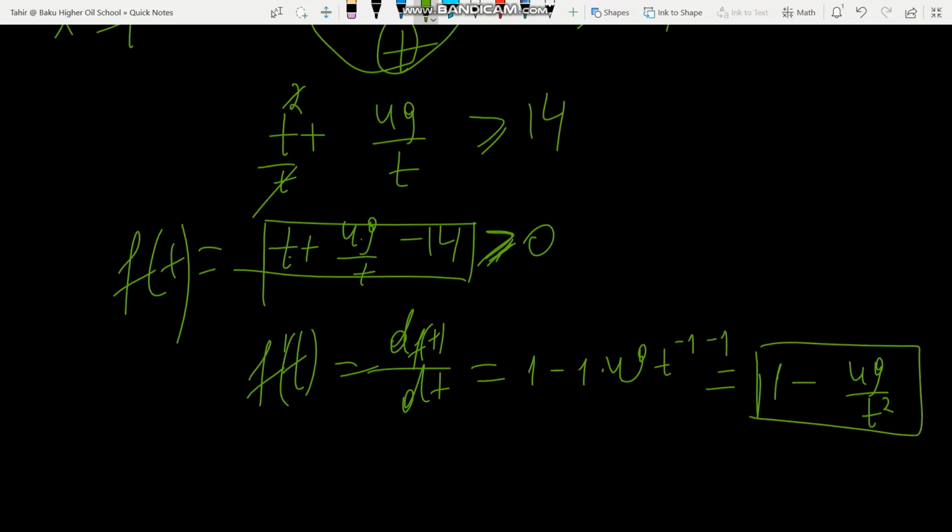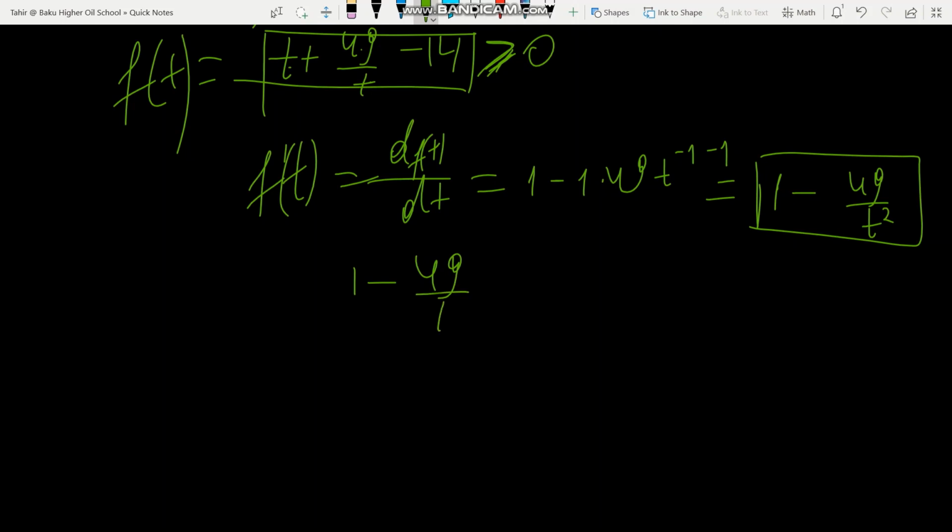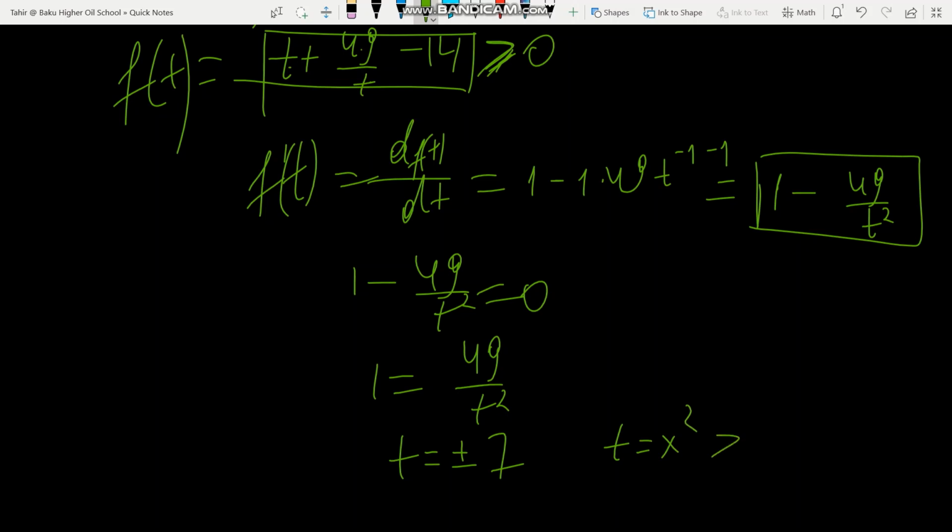And to find this function's minimum or maximum, right now we don't know whether we will find the minimum value or maximum value, we should equalize this term with 0. 1 minus 49 divided by t square is equal to 0. 1 is equal to 49 divided by t square. T here should be equal to plus minus 7, but we know that t is equal to x squared and this term is greater than 0, therefore t is equal to 7 in our case.